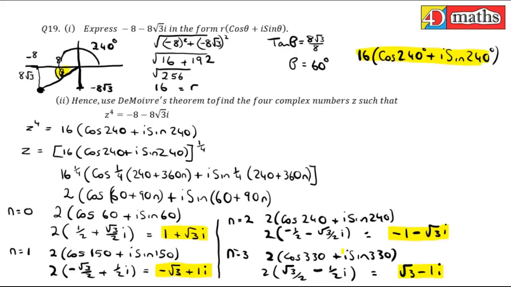Now, question is, what will happen if I put n equals 4? Well, they start repeating each other. So n equals 4 will be equal to this answer. n equals 5 will equal this answer, and they keep repeating themselves. So there's the 4 roots of the complex number.